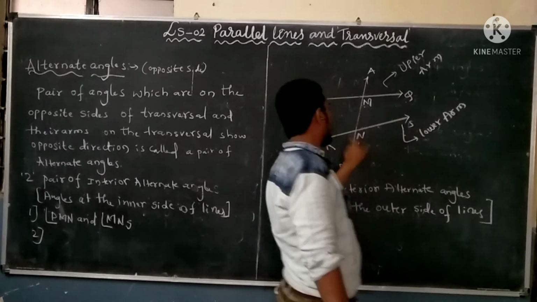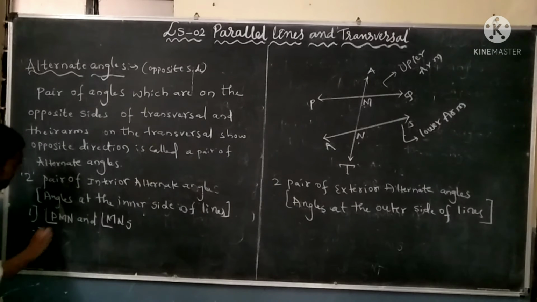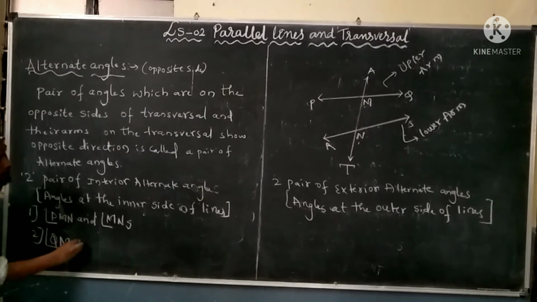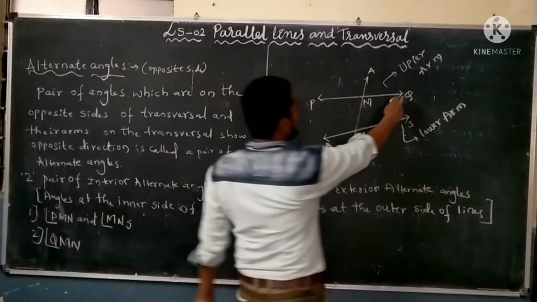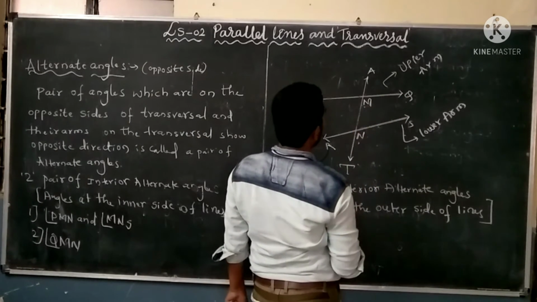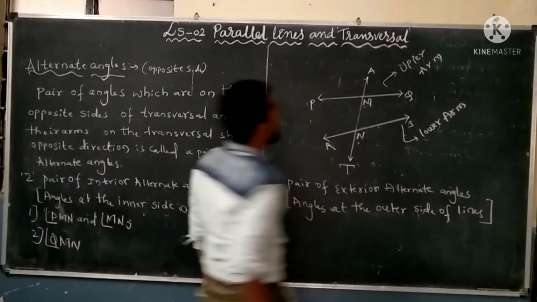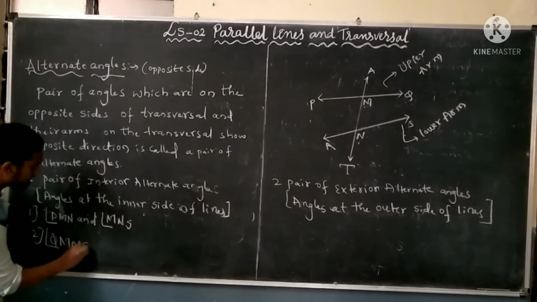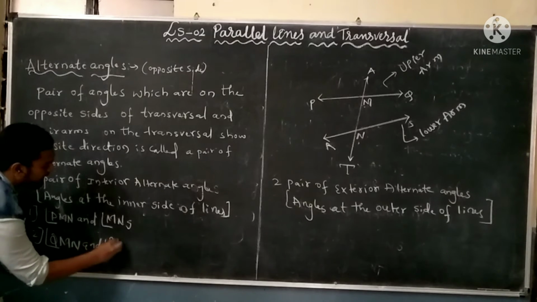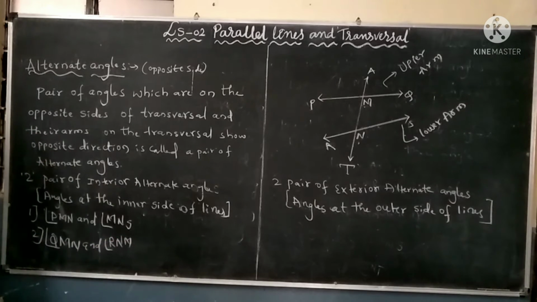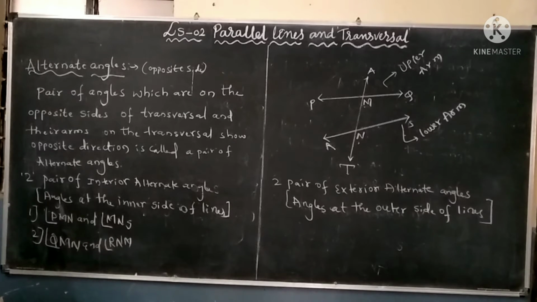QMN. This one, QMN, has the opposite, R and M, R and M. So this one is PMN and MNS, and QMN and RMN.